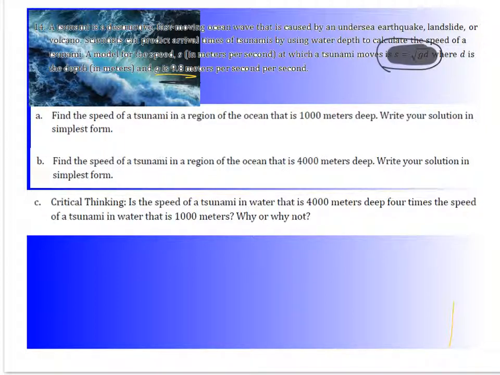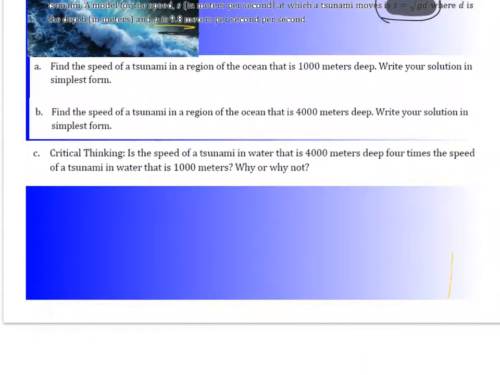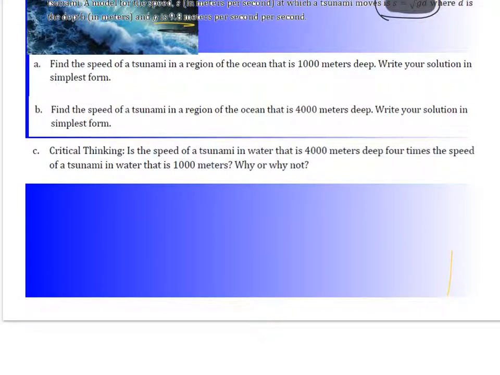So if I look at some of these, let's take a look here. Find the speed of a tsunami in a region that is 1,000 meters deep. Write your solution in simplest form. Now notice it doesn't say give me a decimal. It wants simplest form.